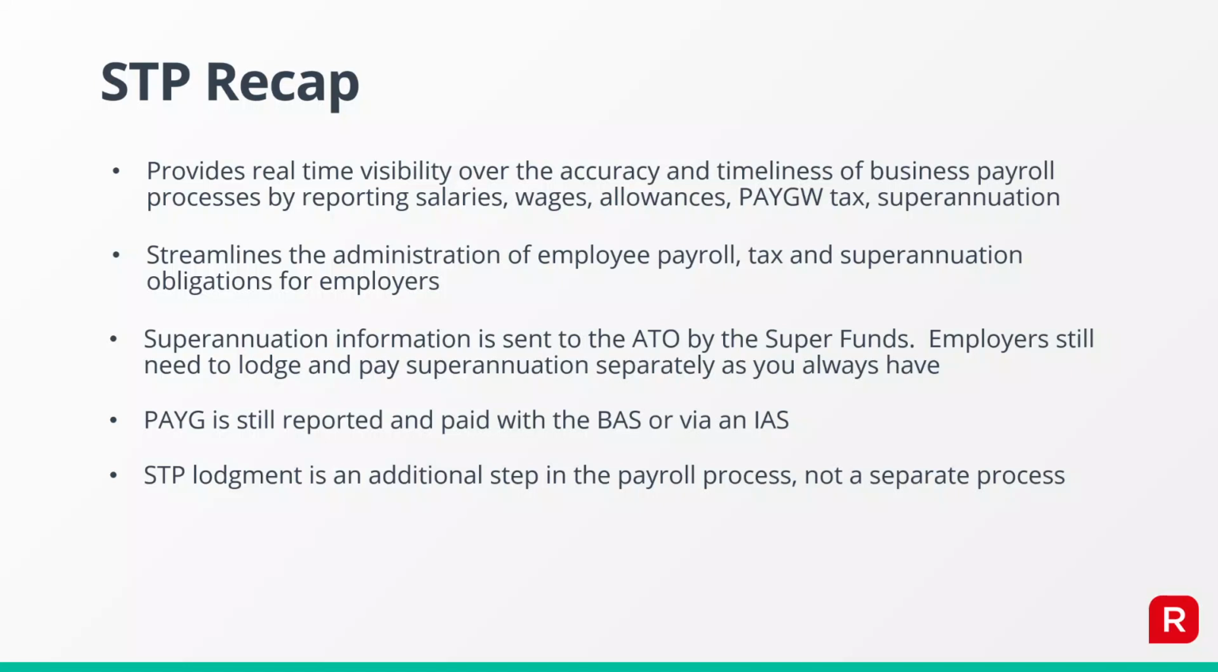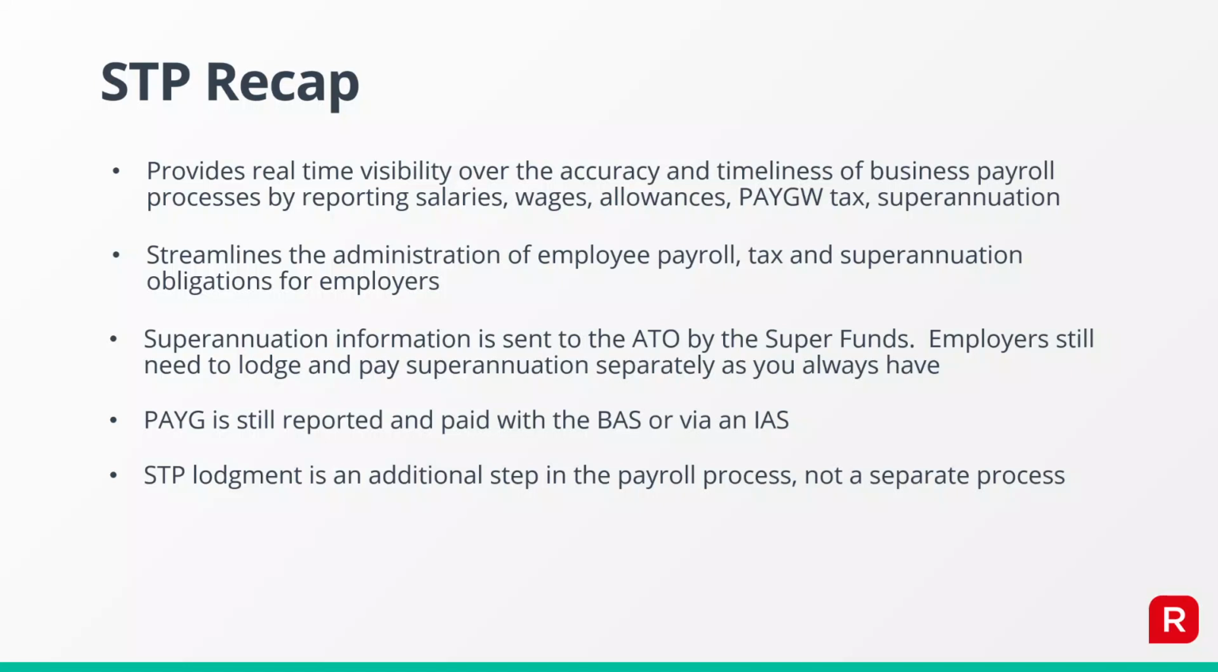STP was introduced by the ATO to provide real-time visibility over the accuracy and timeliness of business payroll processes. The keywords to take out of that are visibility and timeliness. The ATO will have more visibility than they've ever had before in regards to unpaid super and late payments. As a result of businesses moving to STP reporting, the ATO has much more timely access to employee superannuation data, which they intend to use to better protect employee entitlements and take action against employers who are not complying with their payroll obligations.